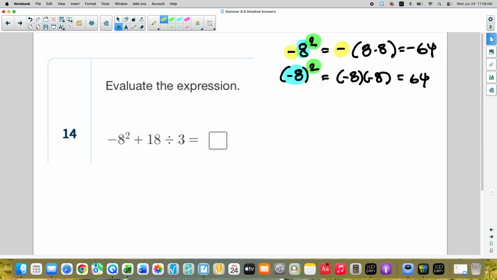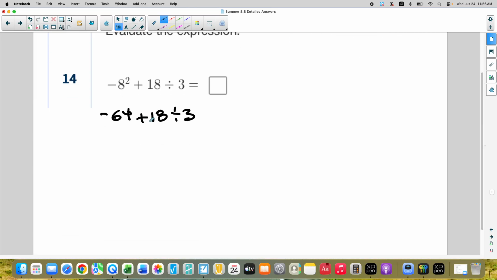So we have exponents, addition, and division. We're going to do the exponent first. So this, as we see, gives us negative 64 plus 18 divided by 3. Now we're going to do the division. 18 divided by 3 is 6. And then we have negative 64 plus 6, which gives us negative 58.